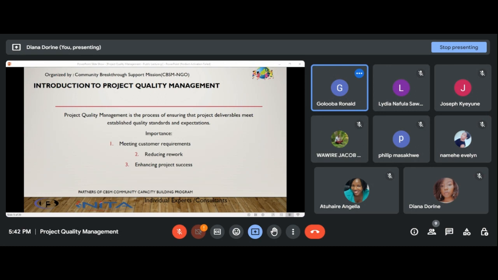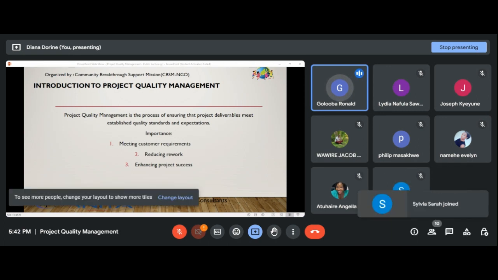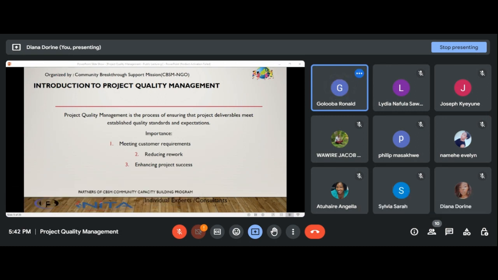So basically, the key benefit of this process is verifying that the project deliverables and work meet the requirements specified by the stakeholders. Once the stakeholders agree that the product is of quality, then that means that they have agreed that you have met their expectations. Next slide.